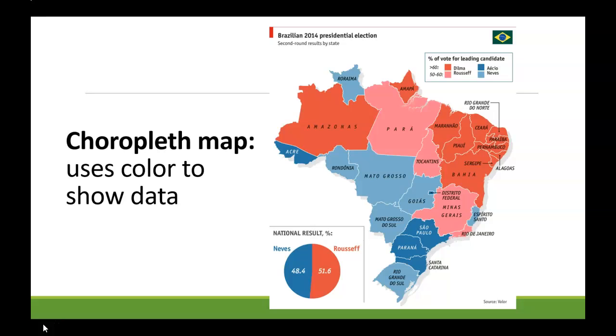A choropleth map uses color to show data. This image shows the presidential election in Brazil and the colors that correspond to the candidates. This is really common to see on political maps that we look at in the United States when we associate red with Republican states, blue with Democratic states, and purple with swing states.